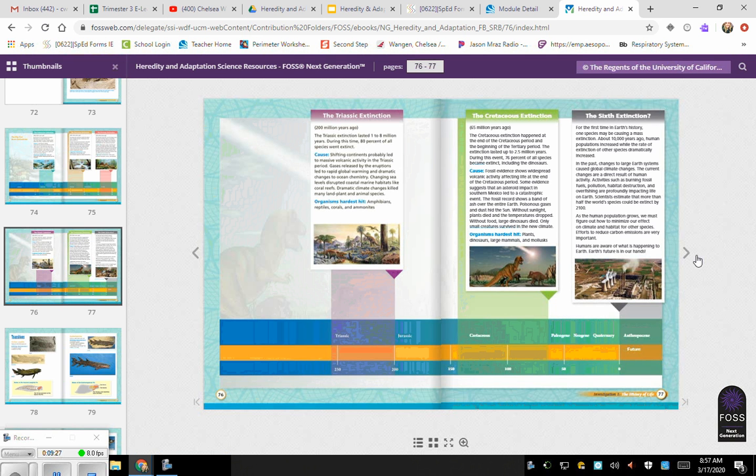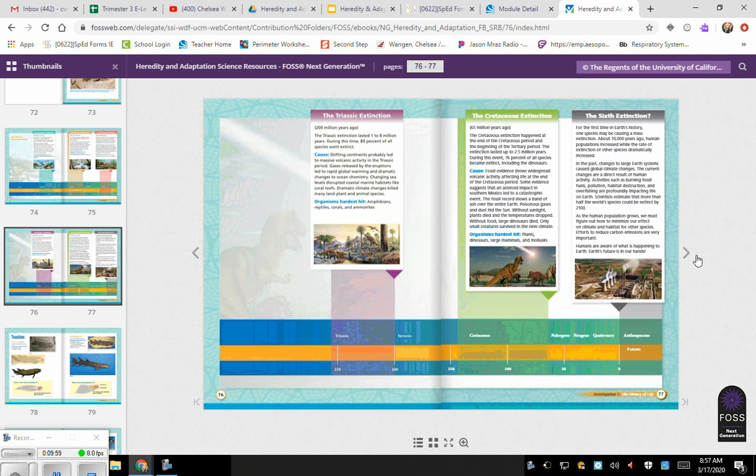In the past, changes in large Earth systems caused global climate change. The current changes are the direct result of human activity. Activities such as burning fossil fuels, pollution, habitat destruction, and overfishing are profoundly impacting life on Earth. Scientists estimate more than half of the world's species could be extinct by 2100. So if you look at it, we're in the year 2000, so they're talking about not that long away, actually.